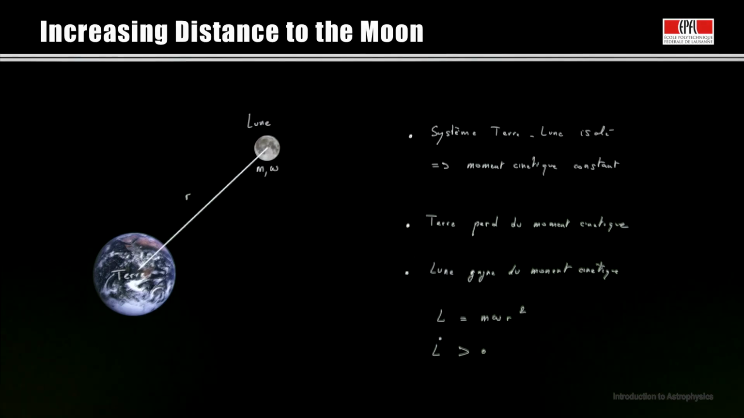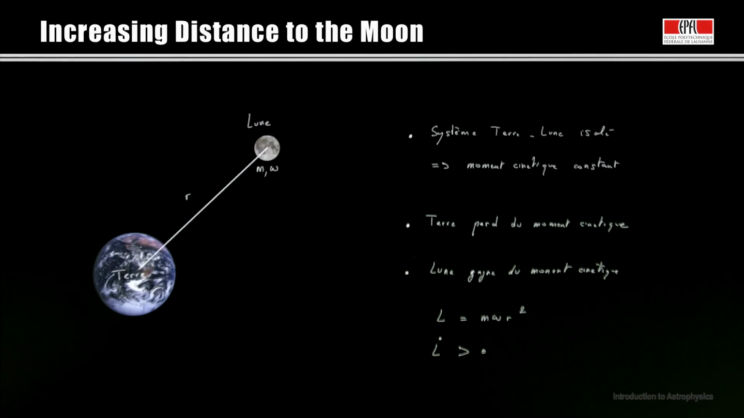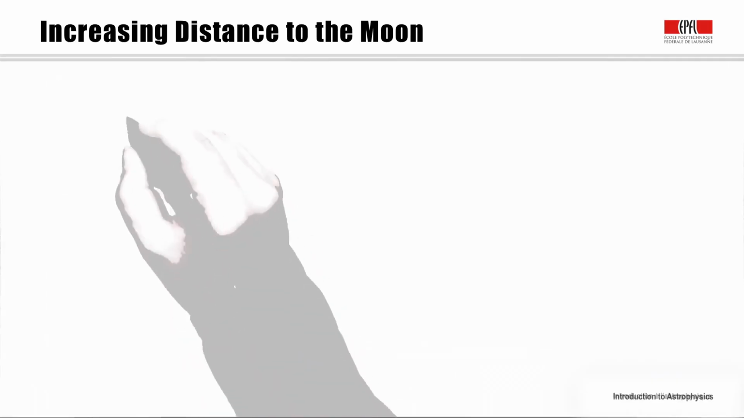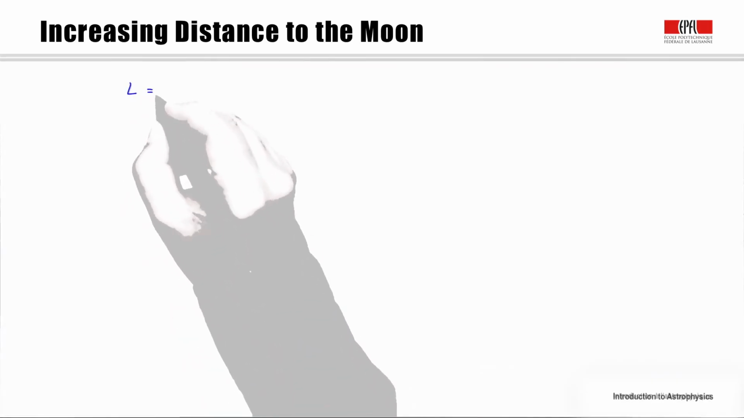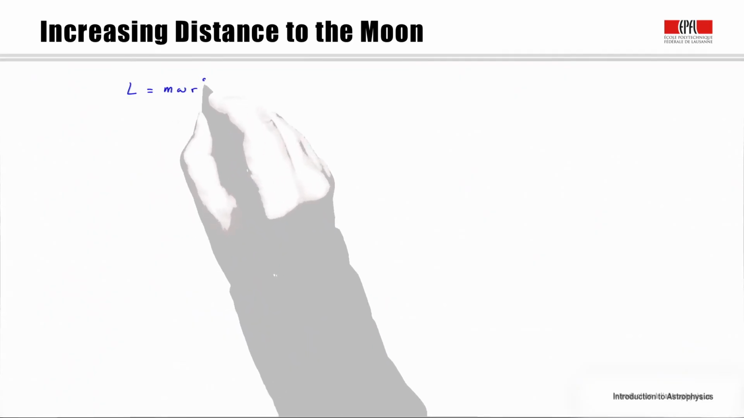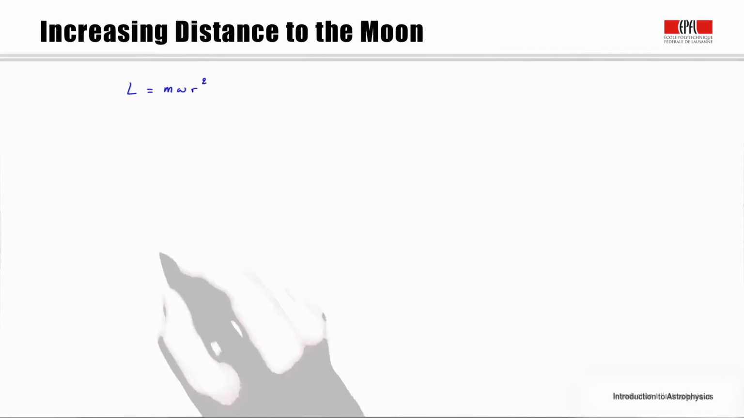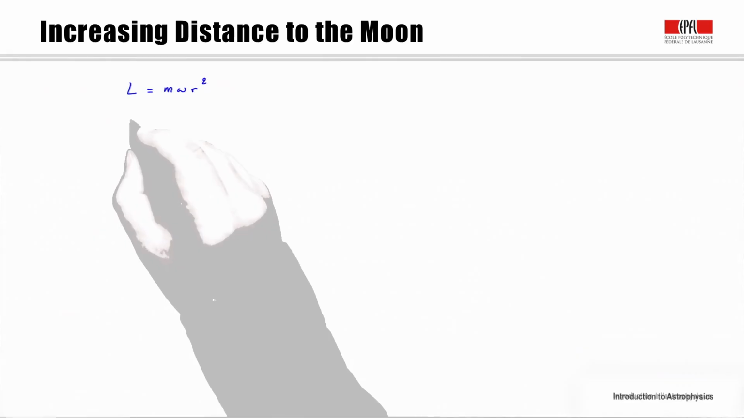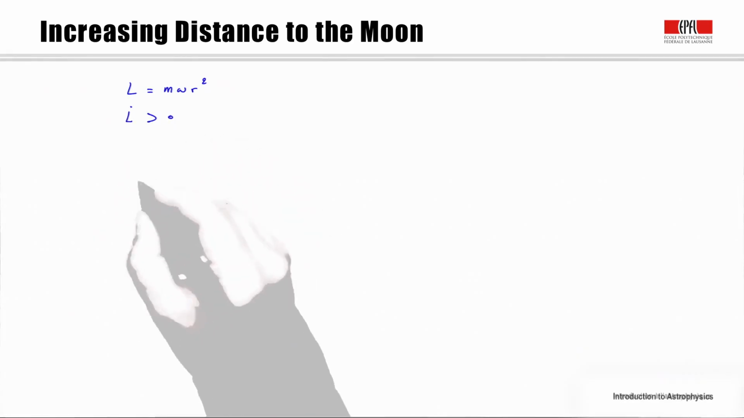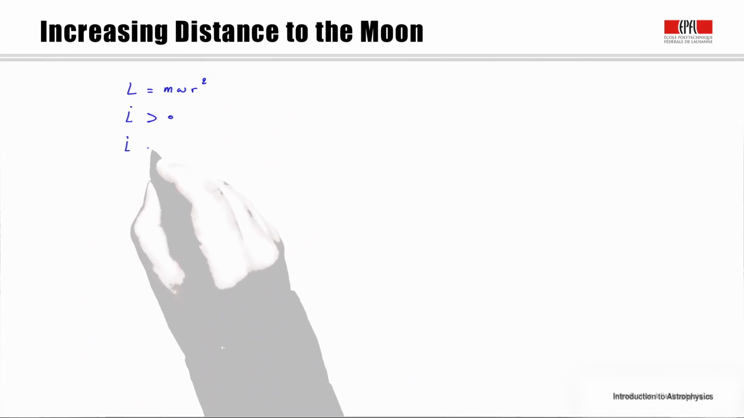Now, it will be shown how the fact that L dot is positive implies that r dot is positive, meaning that the Moon increases its distance from the Earth. Let's write the angular momentum of the Moon: its mass, angular velocity, the square of its orbital radius. It was said that L dot is positive. Let's take the time derivative of L.